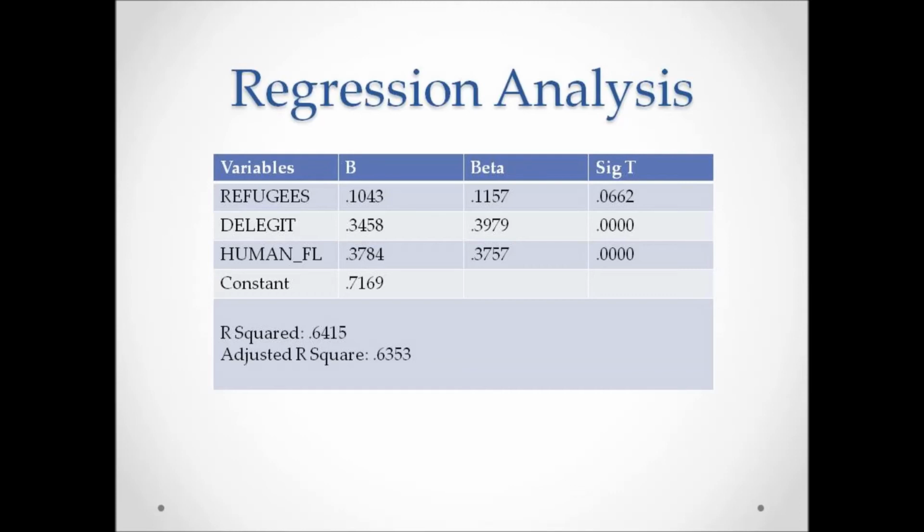Also, the R-squared of this regression shows that this group of variables explains 64.2% of the variation in economic decline, which means that there is a strong relationship between variables in a declining economy.